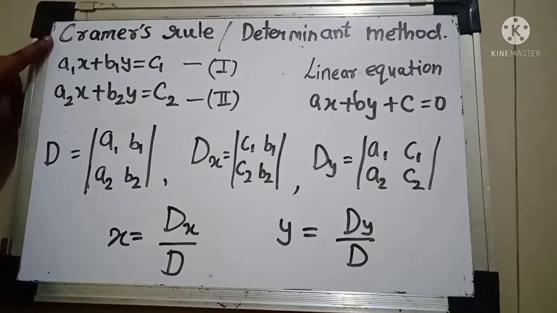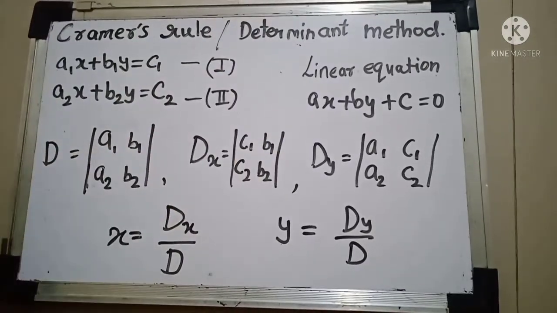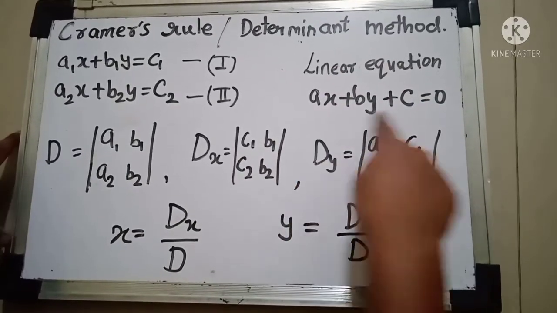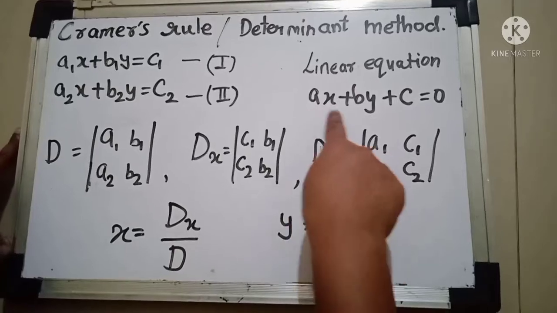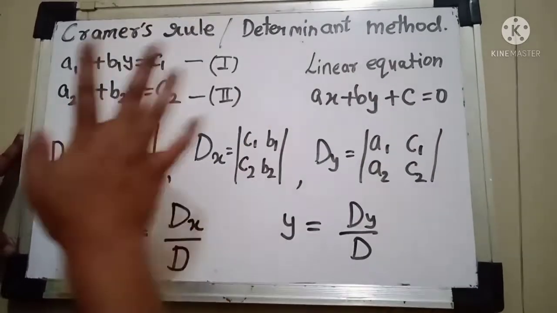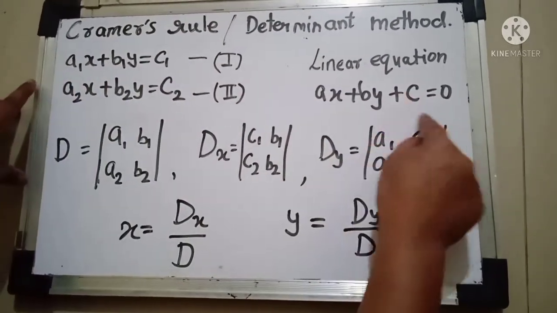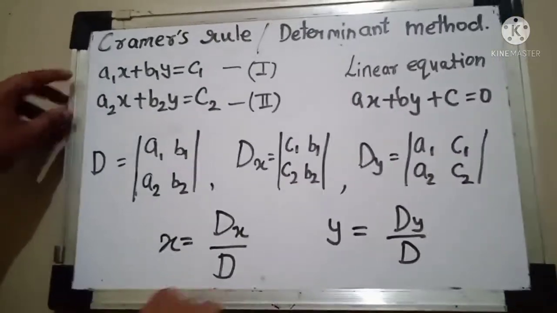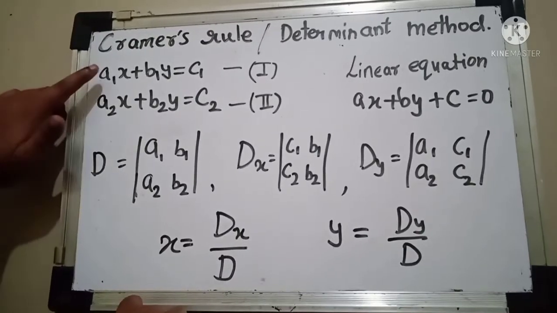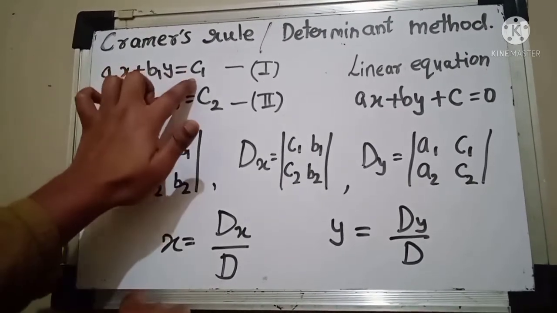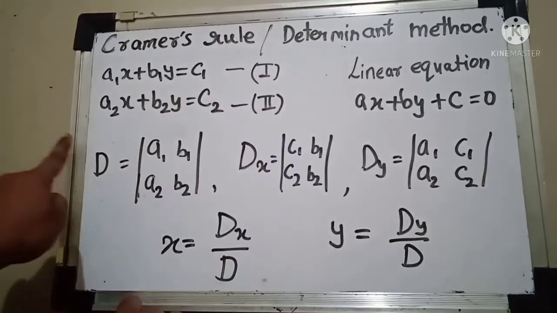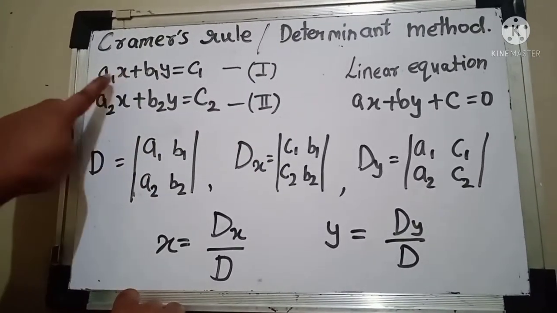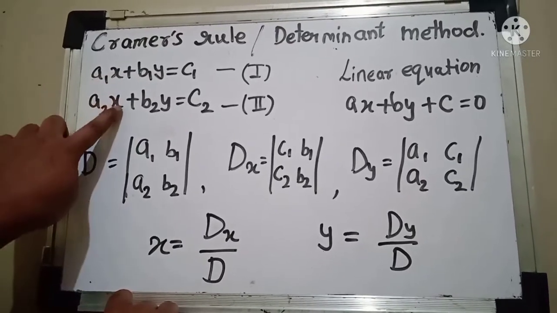Now we will start with Cramer's rule, which is also called the determinant method. As usual, we know the general form of a linear equation is ax + by + c. It is the same here, only the place of c is where the 0 is. Here we get two equations, that's why we write a1 b1 c1 for equation 1 and a2 b2 c2 for equation 2.